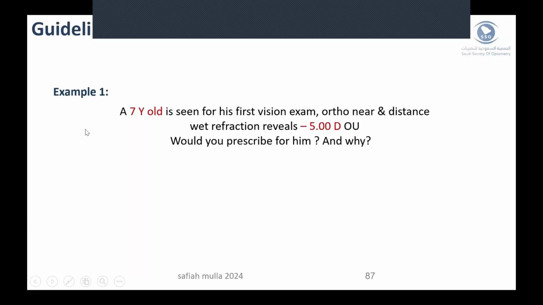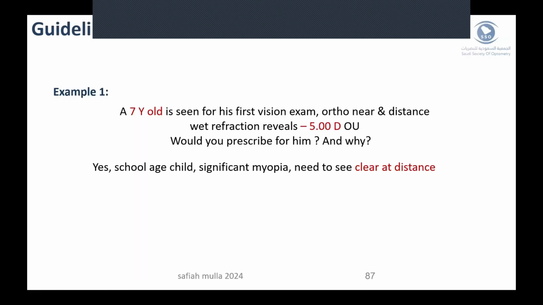Under correct, then follow up after 6 months. Minimum correction for best vision. Okay, so we give corrections. You agreed that we give a correction for the child. Okay, all of you agreed. Let me close the chat and go back to the screen. So most of you agree that we give a prescription. Yes, we give the prescription.